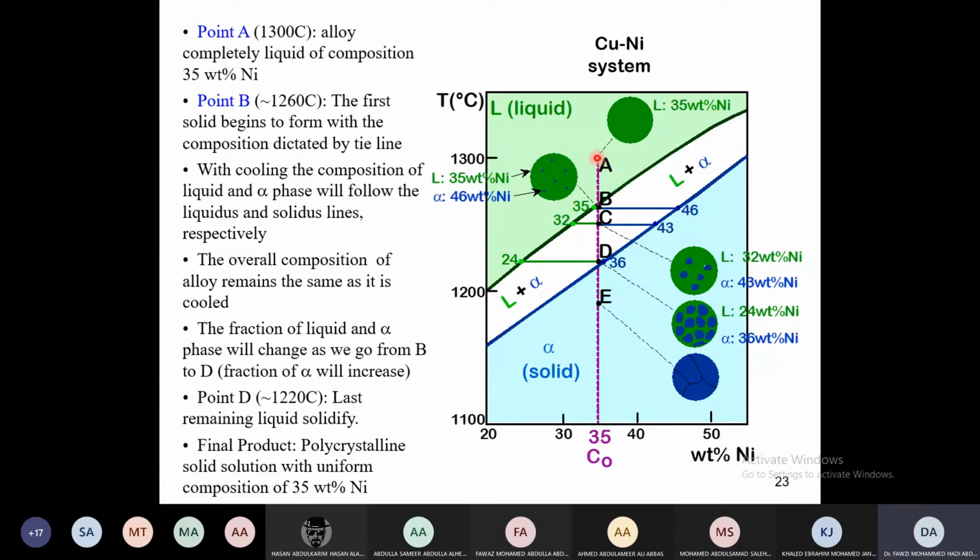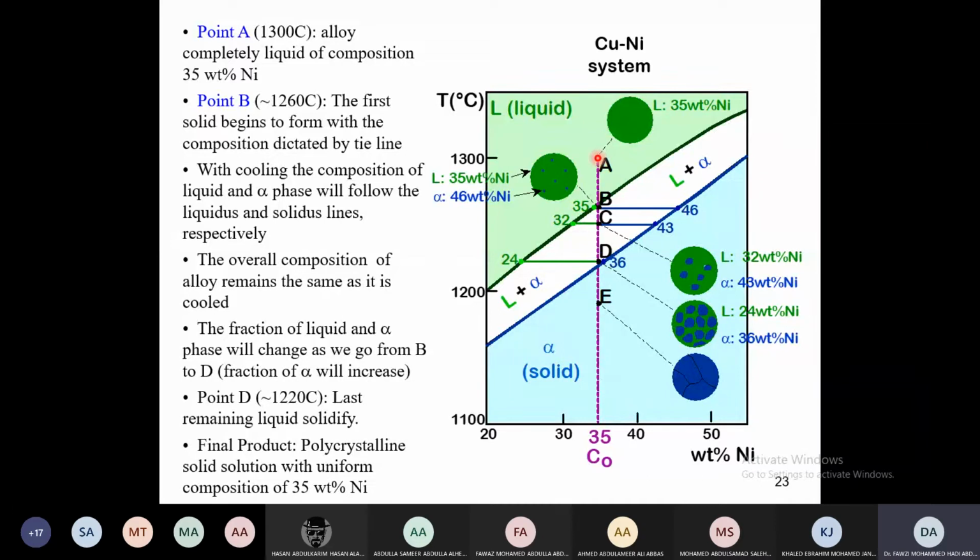So we will start from point A. At point A, which is at 1300 degrees centigrade, we are at 35% by weight nickel. That's the composition of the alloy. So if we have these two conditions on the phase diagram, I can determine my coordinate. My coordinate will be at point A.